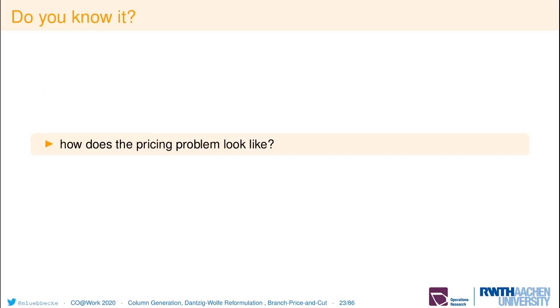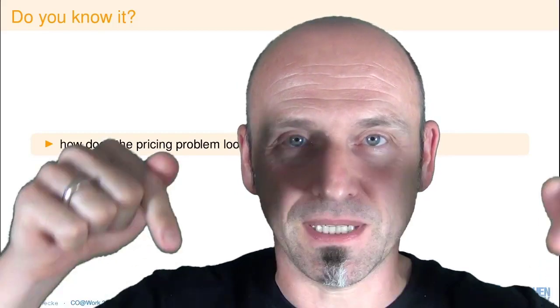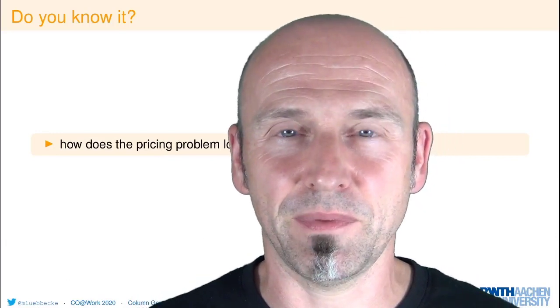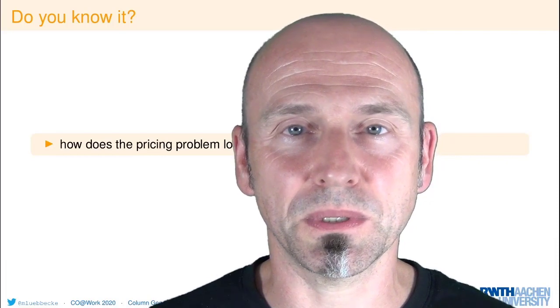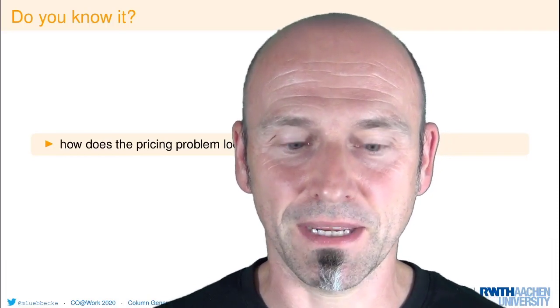So now I would like to know, do you know how the pricing problem would look like? Maybe you just press pause and think a little bit about this, skip back and check the problem definition and this master problem. And I would like you to write down how the pricing problem looks like.